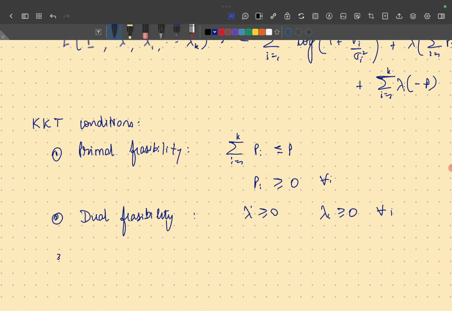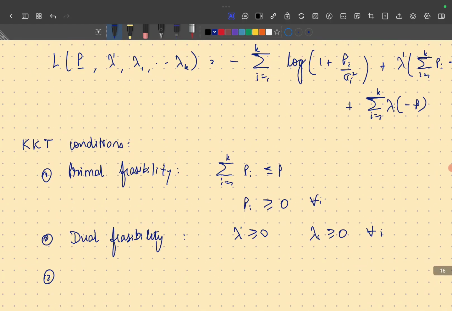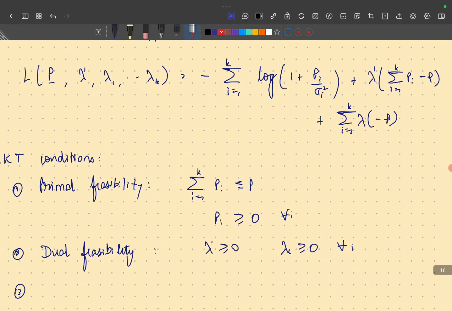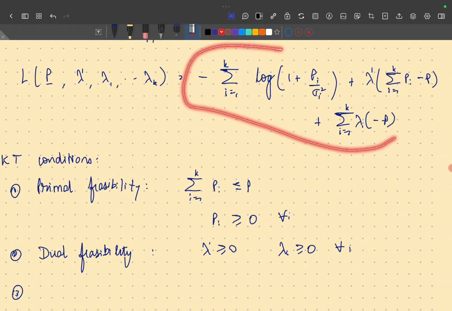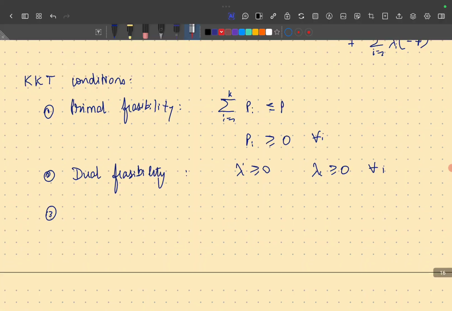The next is stationarity, which is that the gradient of the Lagrangian with respect to p should be equal to 0. So what is the partial derivative of this particular quantity with respect to p_i? I keep forgetting this, but I should have a star.